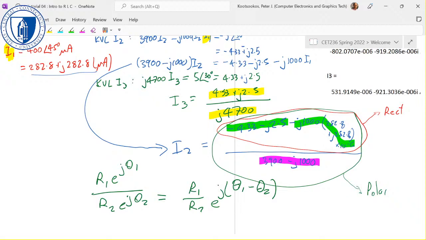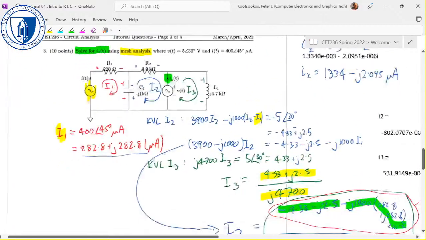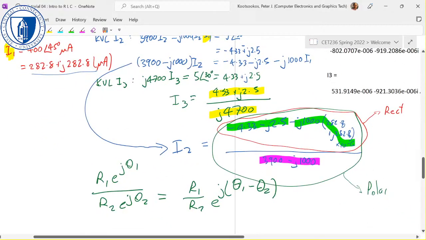But let me see if I can. So this is question 3. I'll see if I can steal my daughter's calculator and do a video showing how to do it on that.